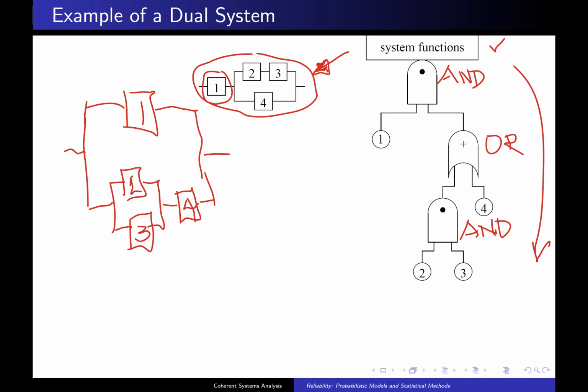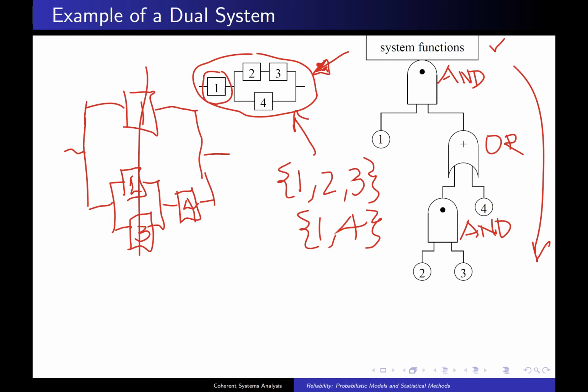To check one of the bullets before, let's go with path sets. What are the path sets for this system? Well, one path through that system is 1, 2, 3. And another path through that system is 1, 4. When you come to the dual system, notice that 1, 2, 3 is a cut set and 1, 4 is a cut set, and those are the only two sets that are out there. So the idea is when you have min path sets for the primal, you get min cut sets for the dual.